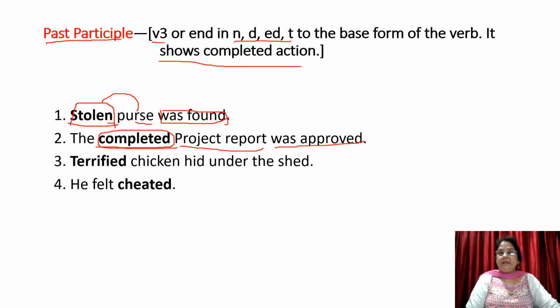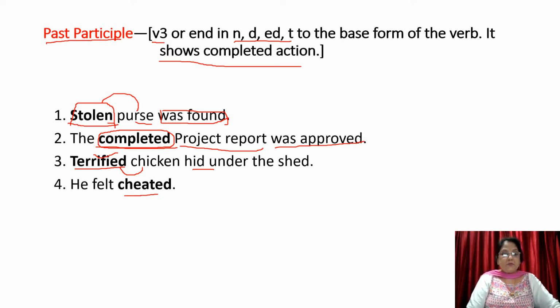Terrified chicken hid under the shed. So terrified is the third form of the verb and it is describing the chicken. So it's behaving like an adjective. And hid is the main verb. So this is past participle. Terrified is past participle. He felt cheated.